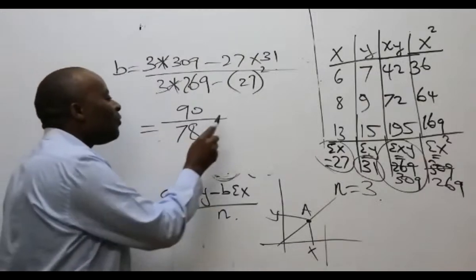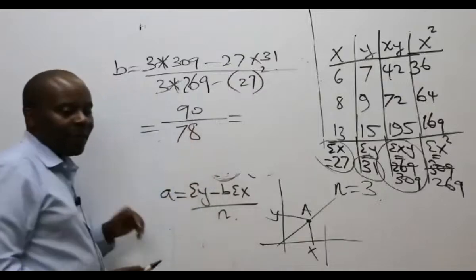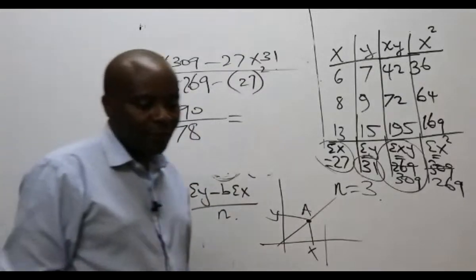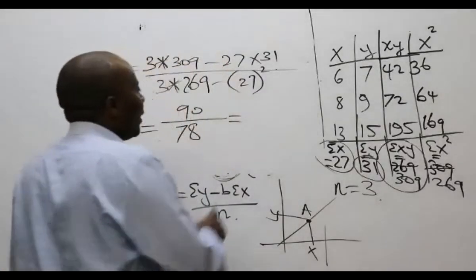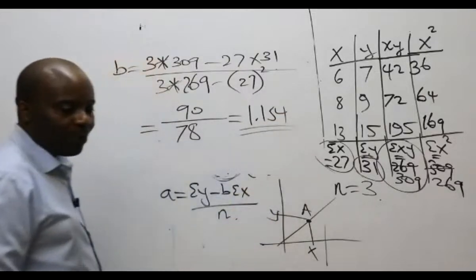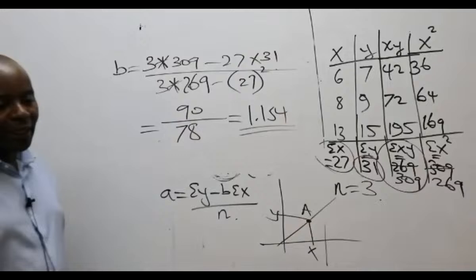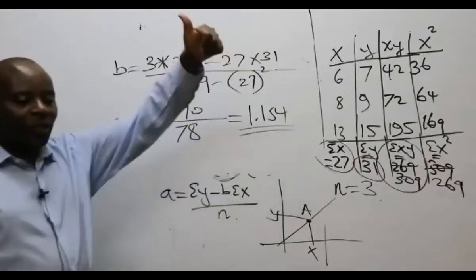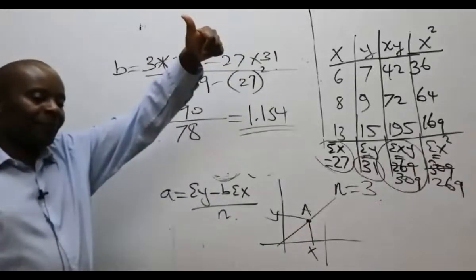Now, ladies and gentlemen, please go ahead and give me the quotient here. What is 90 divided by 78? Sharon tells me it is 1.154 like that. Great. So many guys have been able to confirm.